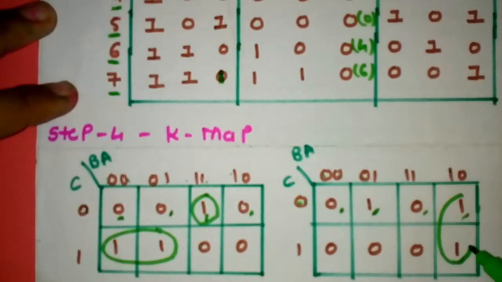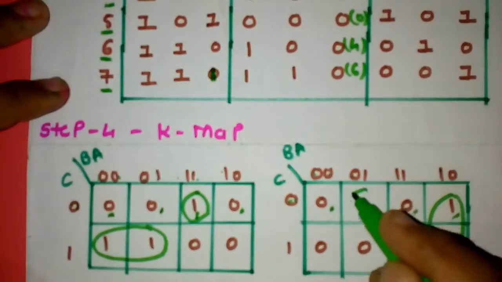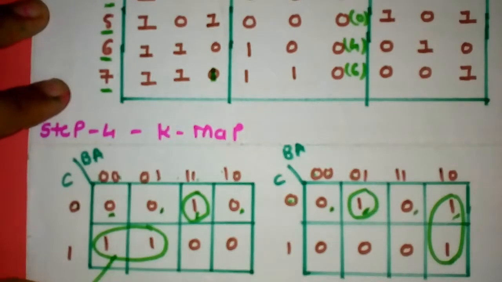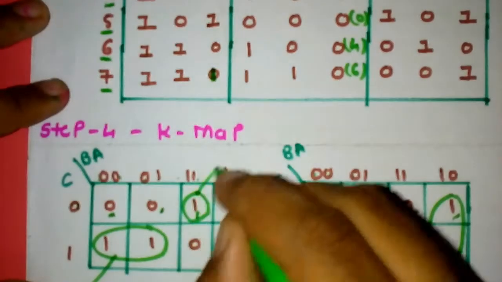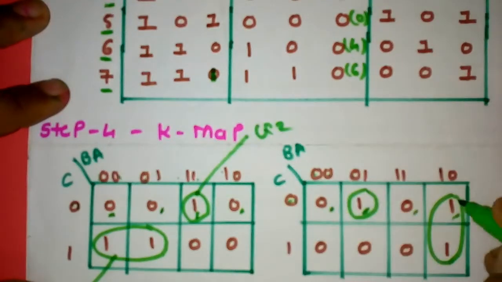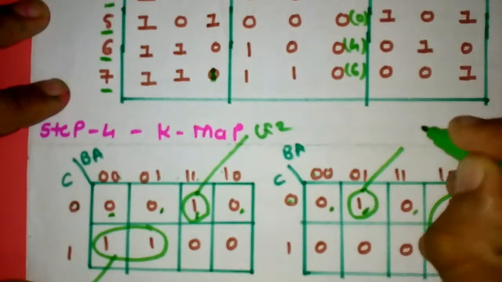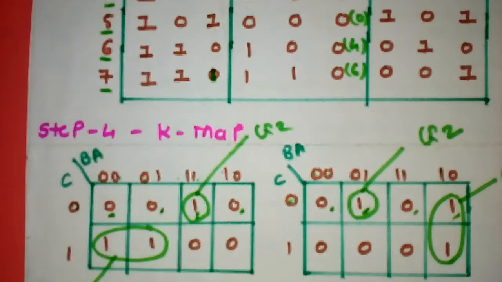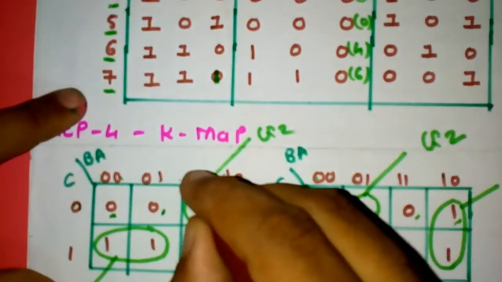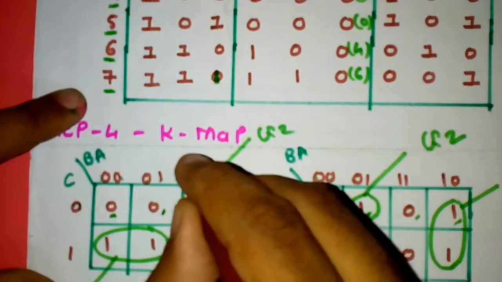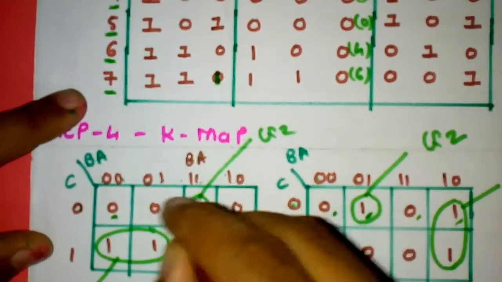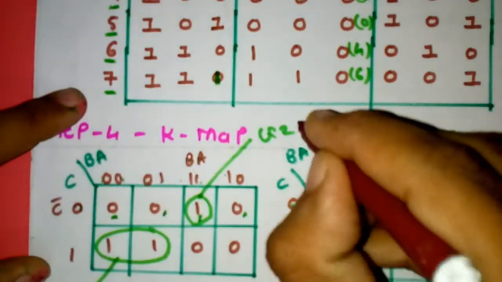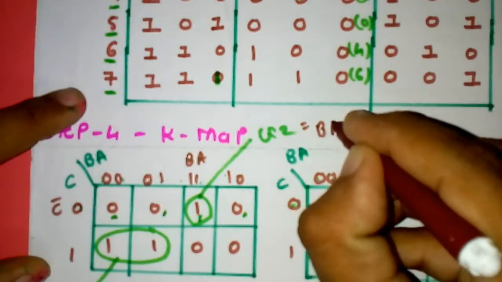Here we make the groups individually. What is the equation of G1 and G2? What is the equation of group 1? What is the equation of group 2? So we have defined the equation of G2: it is 1 1 1 1, that means B A, and after that C, that's called C bar. So G2 is equal to B A C bar.